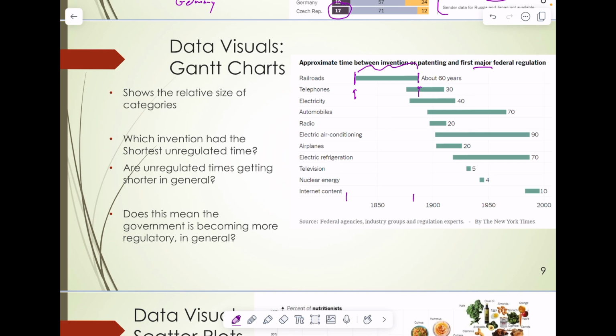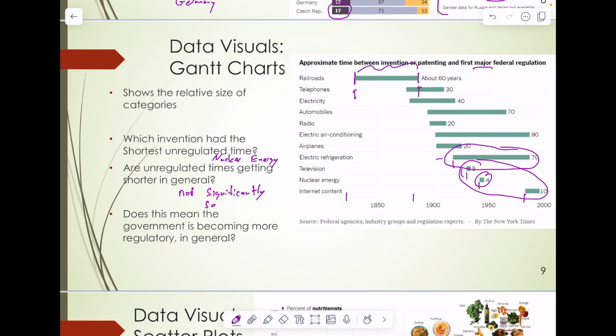Which invention had the shortest unregulated time? Shortest unregulated time, right there, nuclear energy. That little green square is the smallest, and that might be easier to read. That information might be more readily accessible than the number. And then our unregulated times, I would say not significantly so. And that term there, significant, is a very important term in statistics.